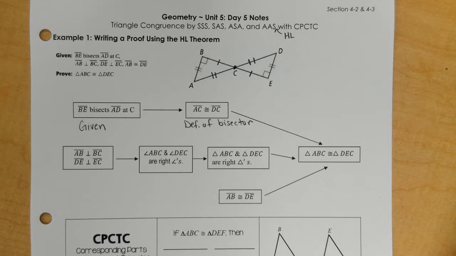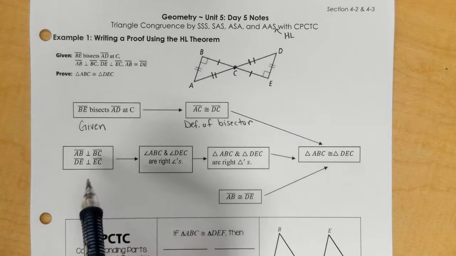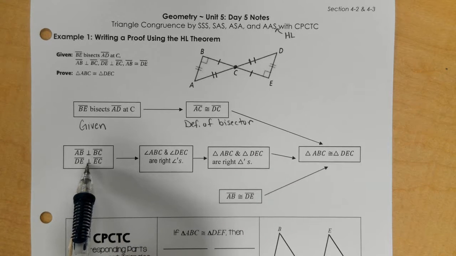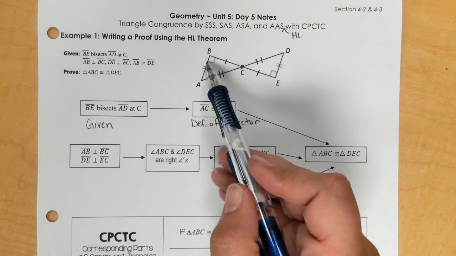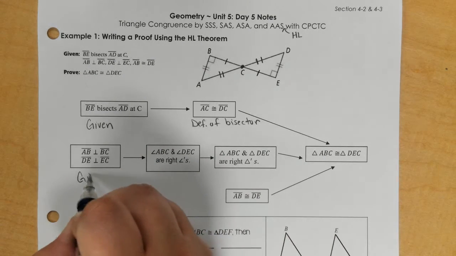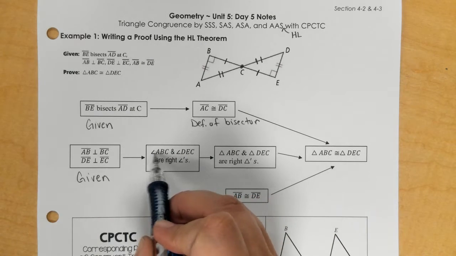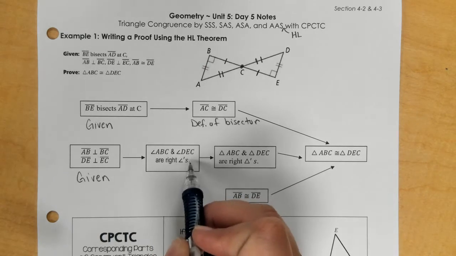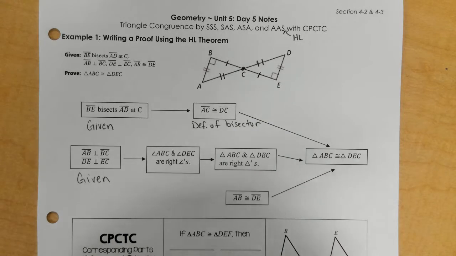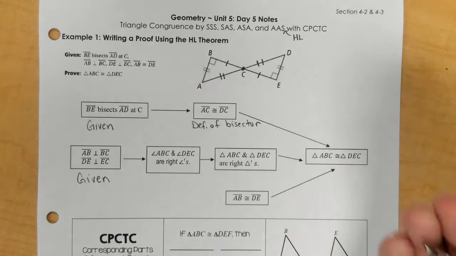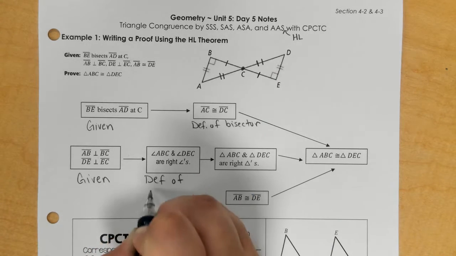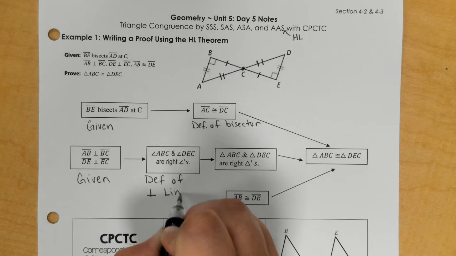Then we have that segment AB is perpendicular to BC and that DE is perpendicular to EC. So that's given to us in the picture. We have those right angles given to us. It says then angle ABC and angle DEC are right angles. So when we're given the definition of perpendicular lines, then we know that the angles become right angles. So that was because of the definition of perpendicular lines.